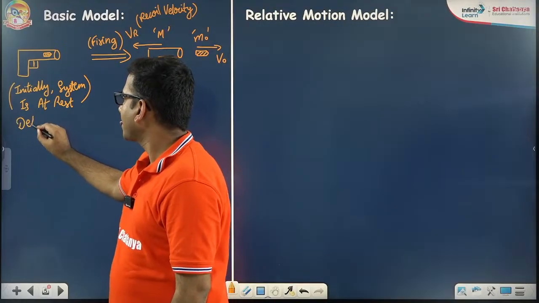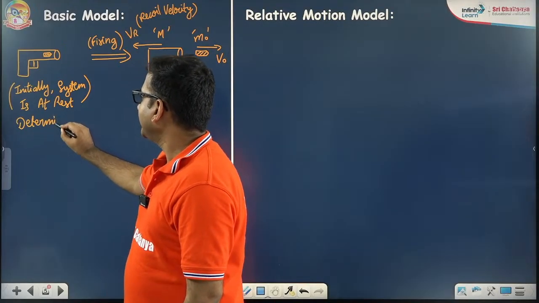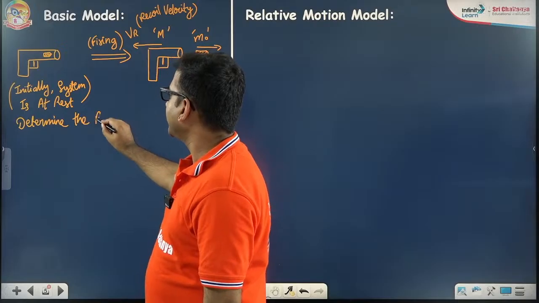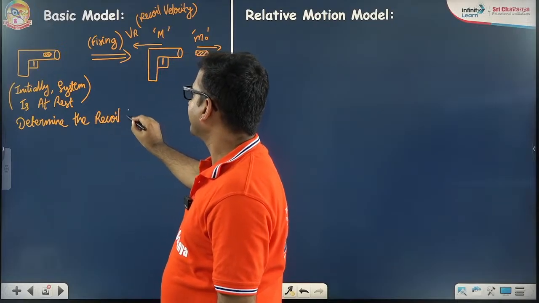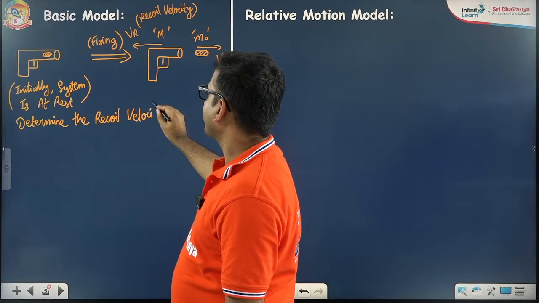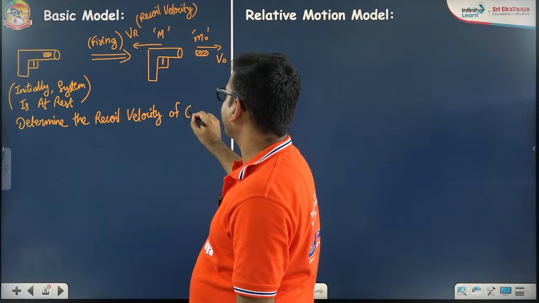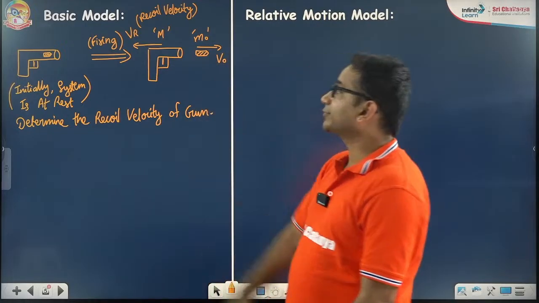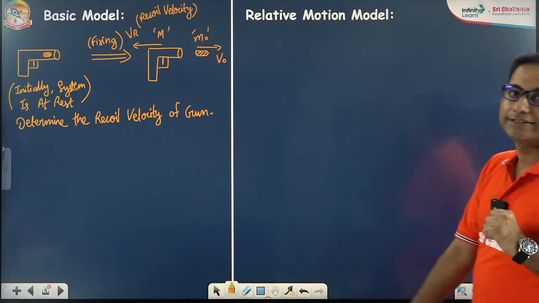Suppose the target is: determine the recoil velocity of the gun. Recoil velocity of gun. All right. Suppose that is the basic problem model. I generally call it a 9th class model.